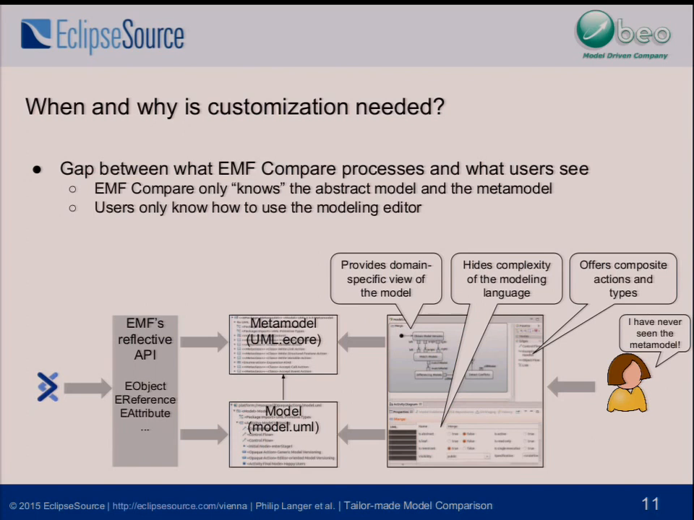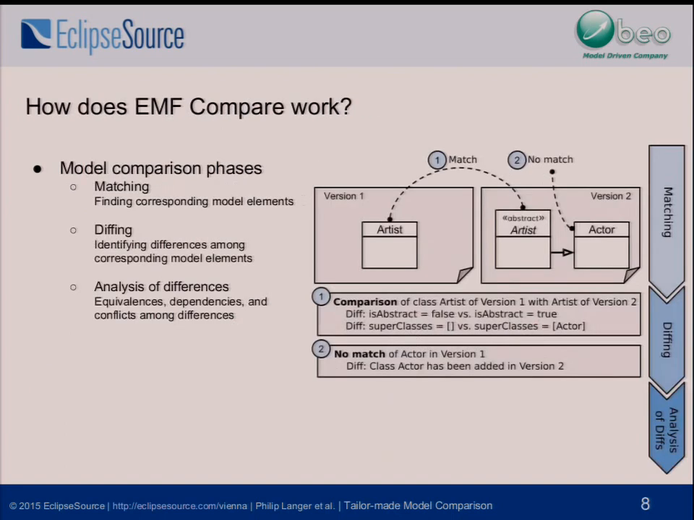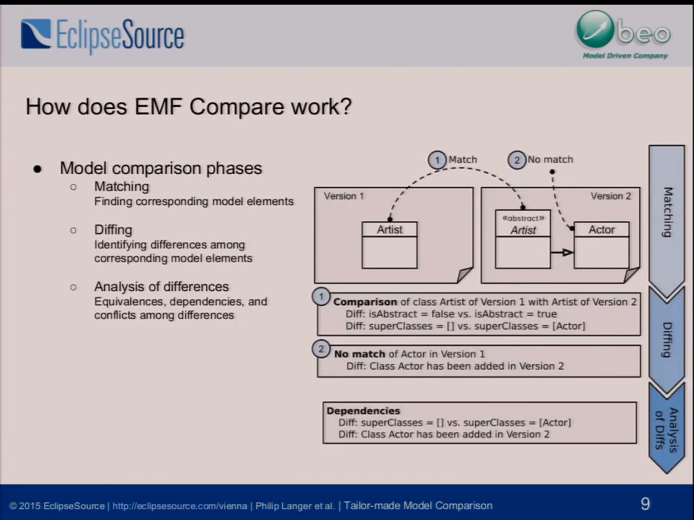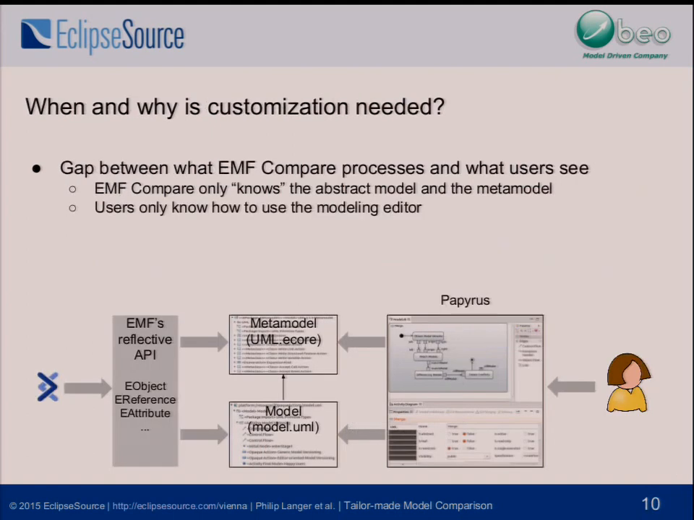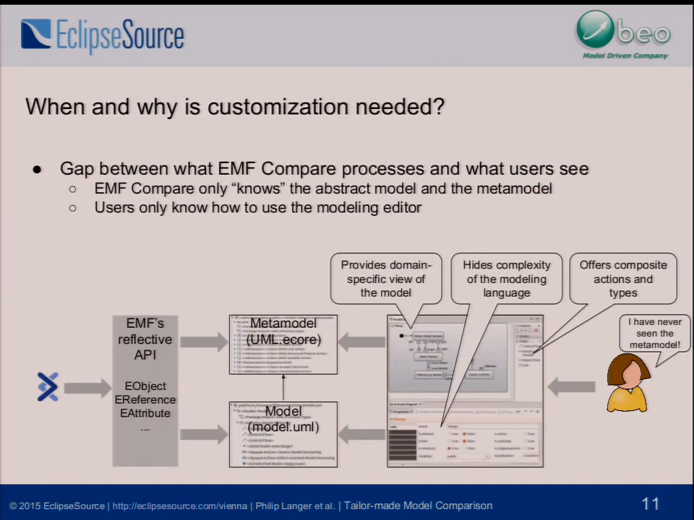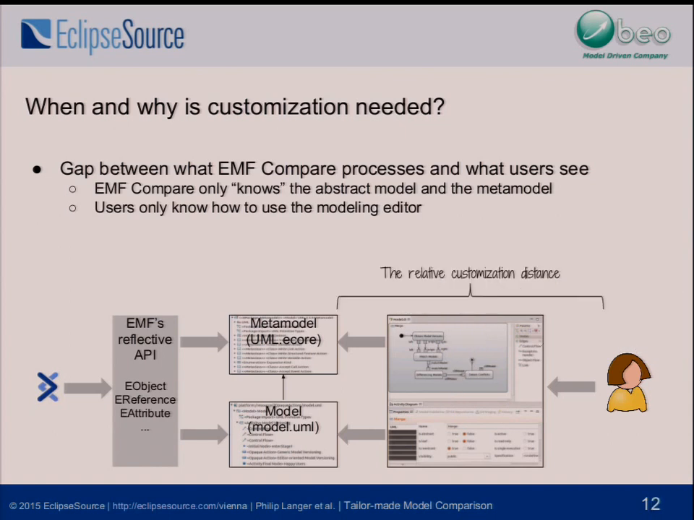Another aspect, of course, is that users often have not even seen the meta model of the respective modeling language at all. So just using the information that EMF Compare can get from the meta model. One example is that the class has a feature is abstract. This might be called completely different in a modeling editor user interface. So the user won't be very happy to see, okay, you changed the is abstract feature from false to true. Maybe this might confuse the user. So obviously there is a gap between what EMF Compare processes and what users are using on a daily basis.